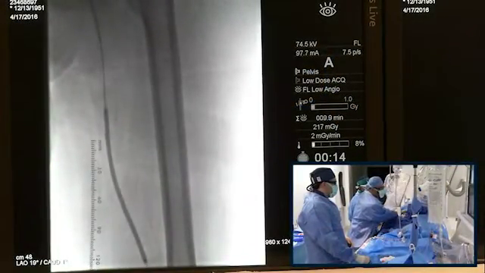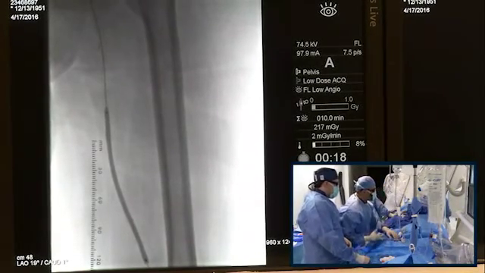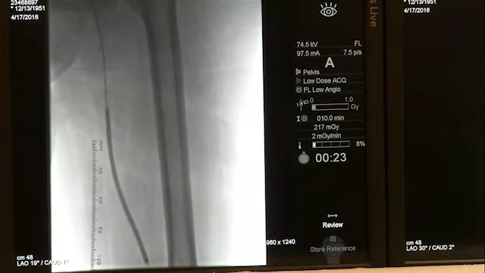What I was going to do is leave the balloon up here in the SFA and take a picture. That is exactly what the femoral suggested, and see what happened here. So I'm going to leave the balloon there. I think this may not be a bad idea to get a sense of what the profunda is doing. I think that is exactly the point.